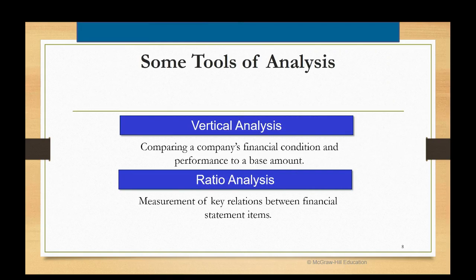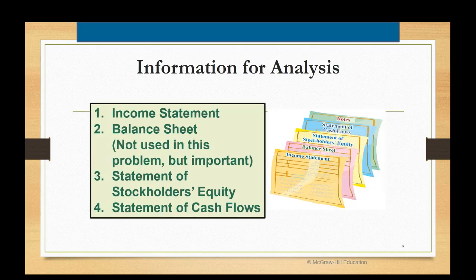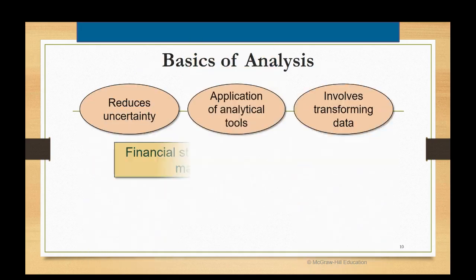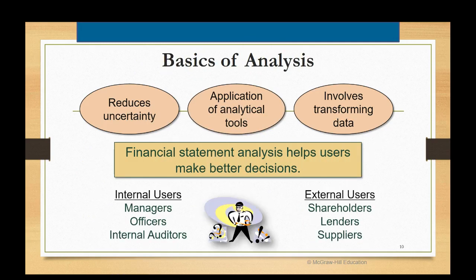Just as an overview, in this problem we're doing both the vertical analysis and a ratio analysis. And for this problem we're only interested in the income statement and the balance sheet. Some of the basics of the analysis are that it reduces uncertainty in the investment, it allows you to apply analytical tools, and it involves taking raw data and transforming it into something more meaningful.